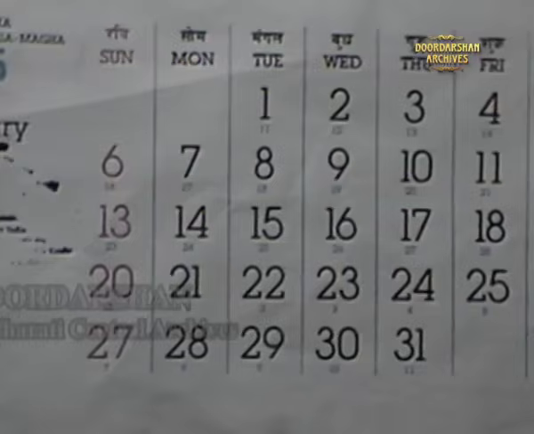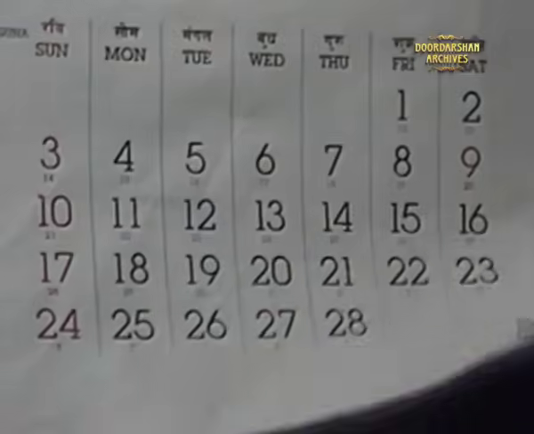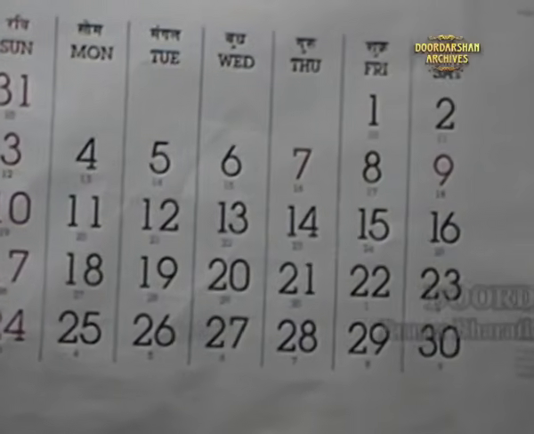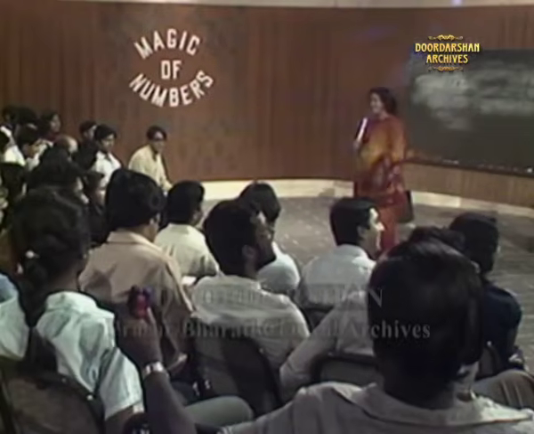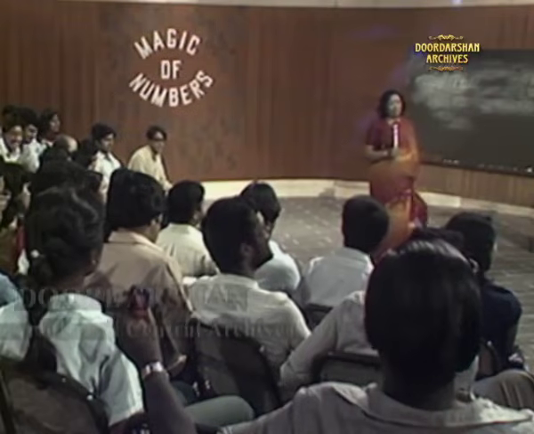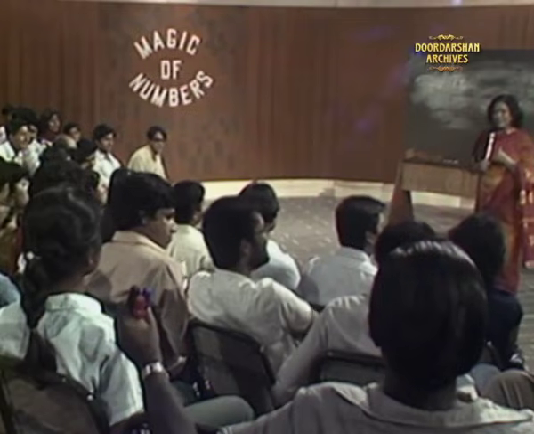January Saturday, 5, 12, 19, 26. February Saturday, 2nd, 9, 16, 23rd. March Saturday, 2nd, 9, 16, 23rd, 30th. April Saturday, 6th, 13, 20, 27th. May Saturday, 4, 11, 18, 25. June Saturday, 1st, 8, 15, 22nd, 29th. July Saturday, 6th, 13, 20, 27th.